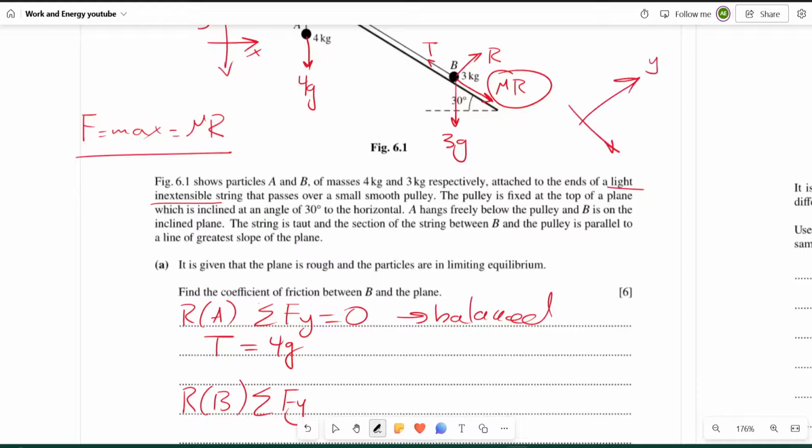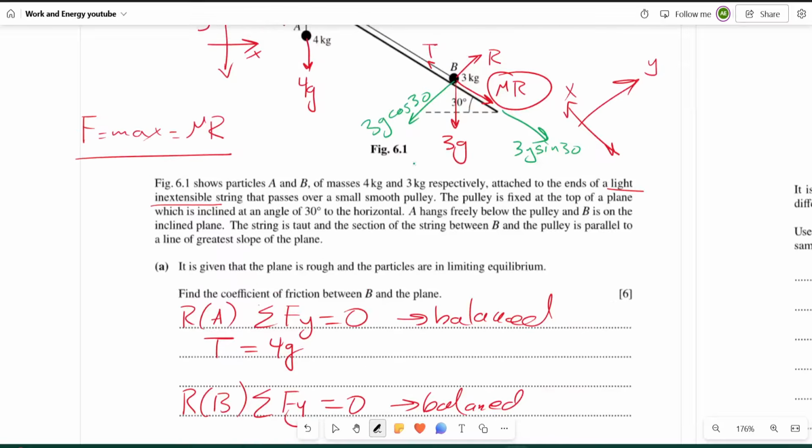Now doing the same for B, resolving B, Y is basically this direction and X is up the slope direction, up and down the slope. I have 0 acceleration as well, so the forces are balanced. Over here, I forgot to resolve the weight. The weight has a component 3g cosine 30 and 3g sine 30. So sigma Fy in this direction are balanced, so R is equal to 3g cosine 30.